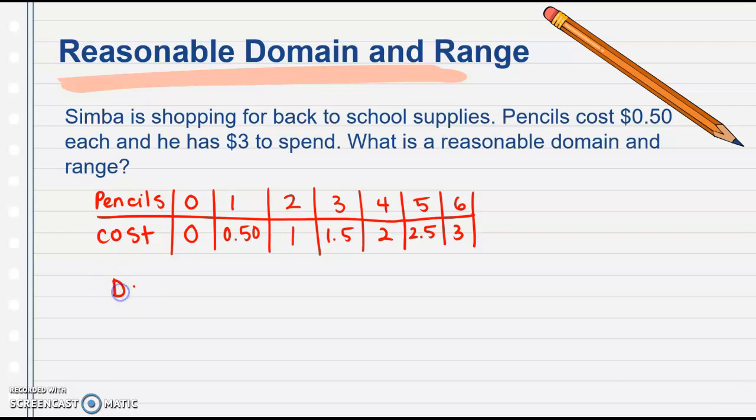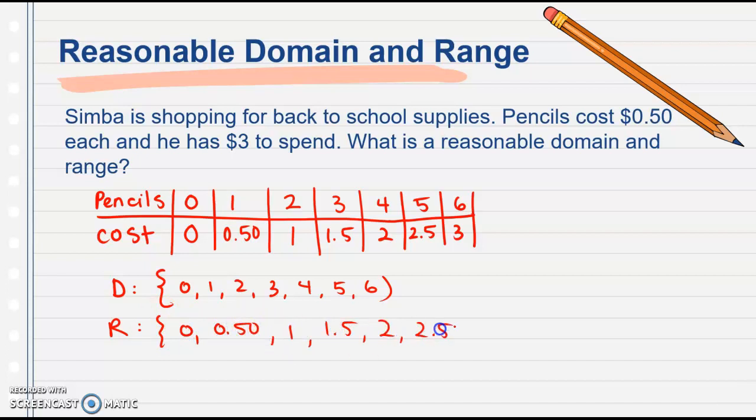So if I was going to list out my domain using set notation, I could write 0, 1, 2, 3, 4, 5, and 6. And for my range, I could list out every single value as well. Oops, I forgot the curly bracket, which I often do. So make sure I close that with the right bracket. And that would be listing out my domain and range.